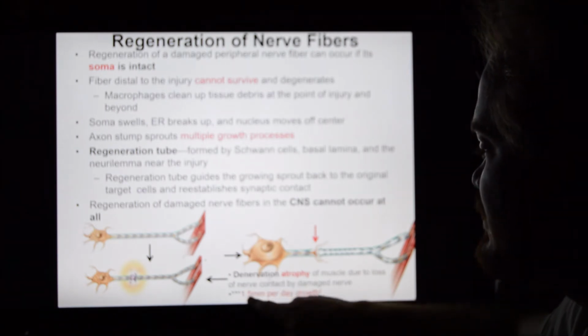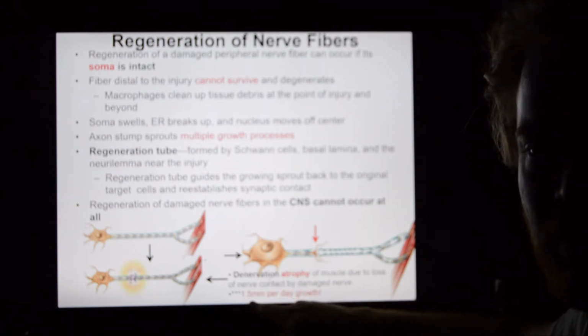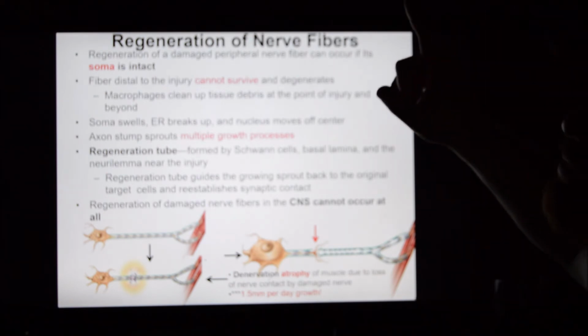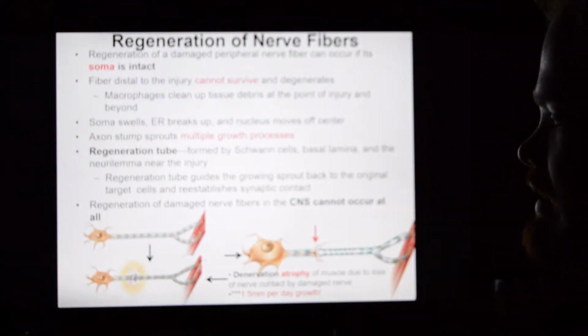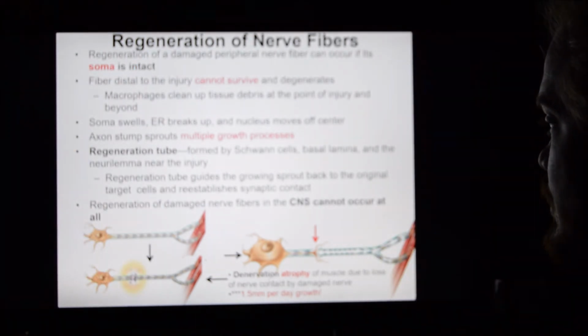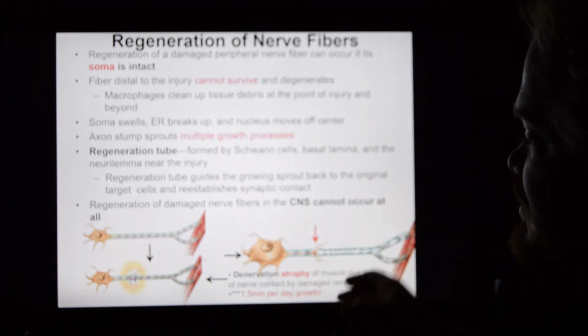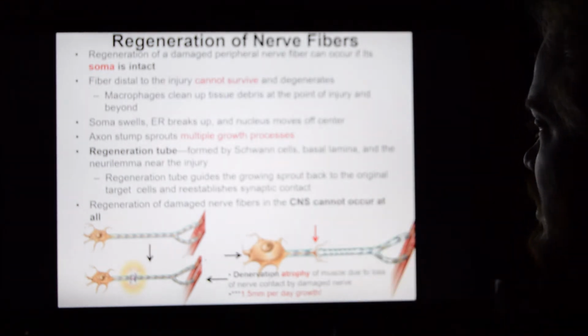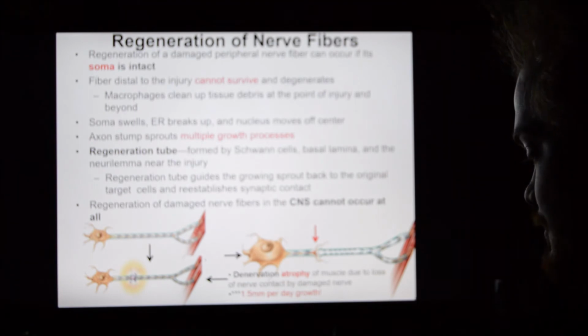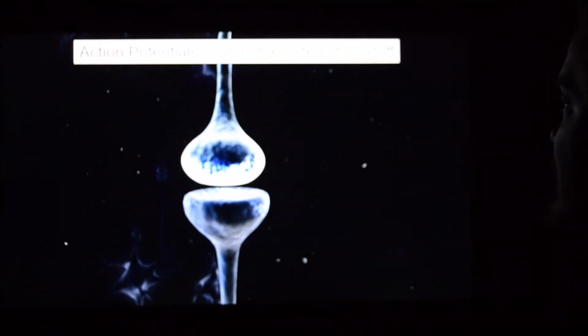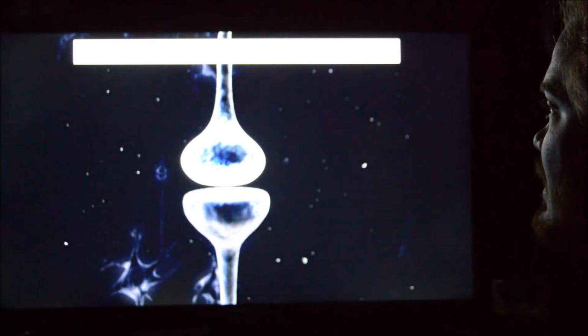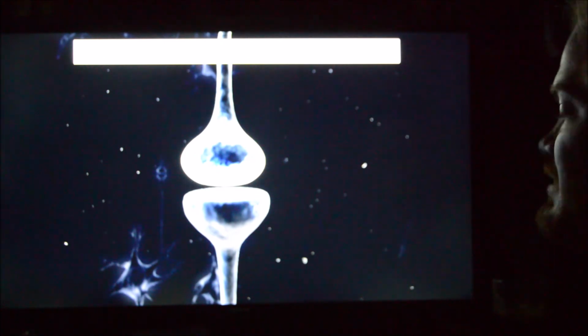These grow very slow, a millimeter and a half per day. And when you're talking about this much axon you have to regrow, that takes a long time. So this is a slow process, but in the peripheral nervous system, especially when Schwann cells are present, it's possible. All right, and that takes us on to action potentials and other interesting stuff.